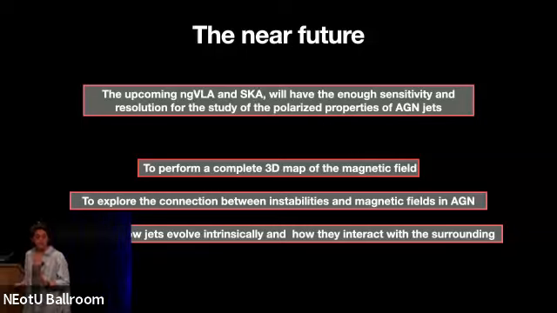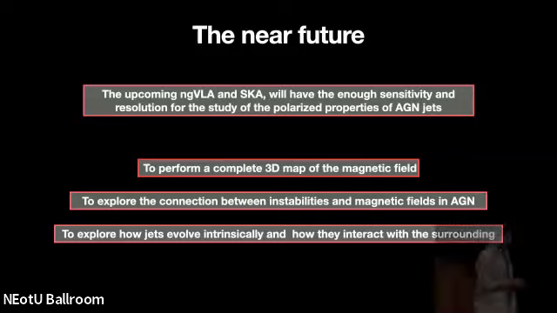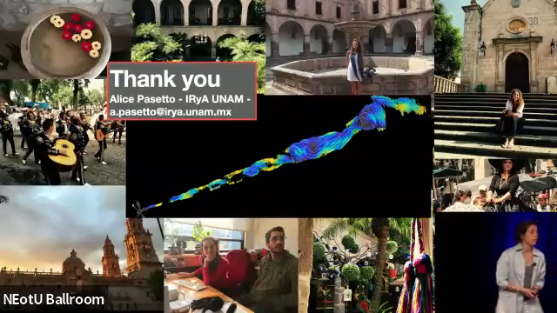So this is my concluding slide. The upcoming ngVLA and SKA, of course, will have enough sensitivity and resolution to study the polarization properties of AGN jets. And these are just 3 of the topics that we can cover. We can perform a complete 3D map of the magnetic field, explore the connection between instabilities and magnetic field in AGN, and explore how jets evolve intrinsically and how they interact with the surroundings. And with this, I thank you very much for your attention.